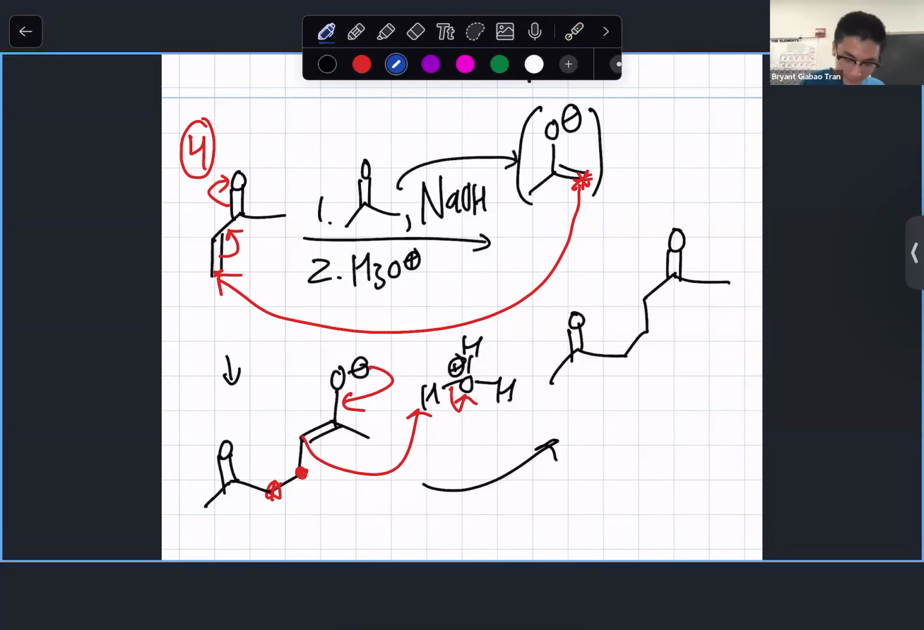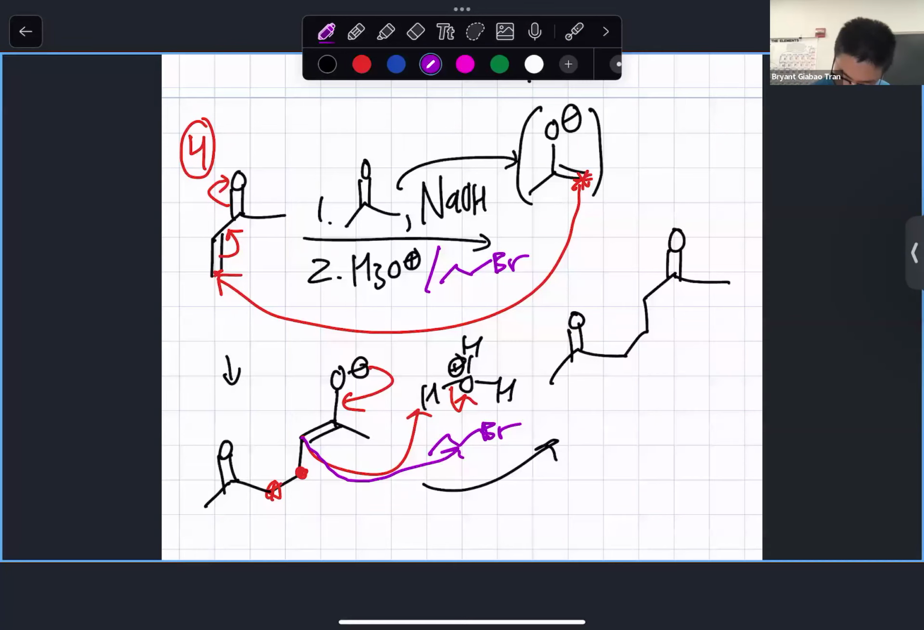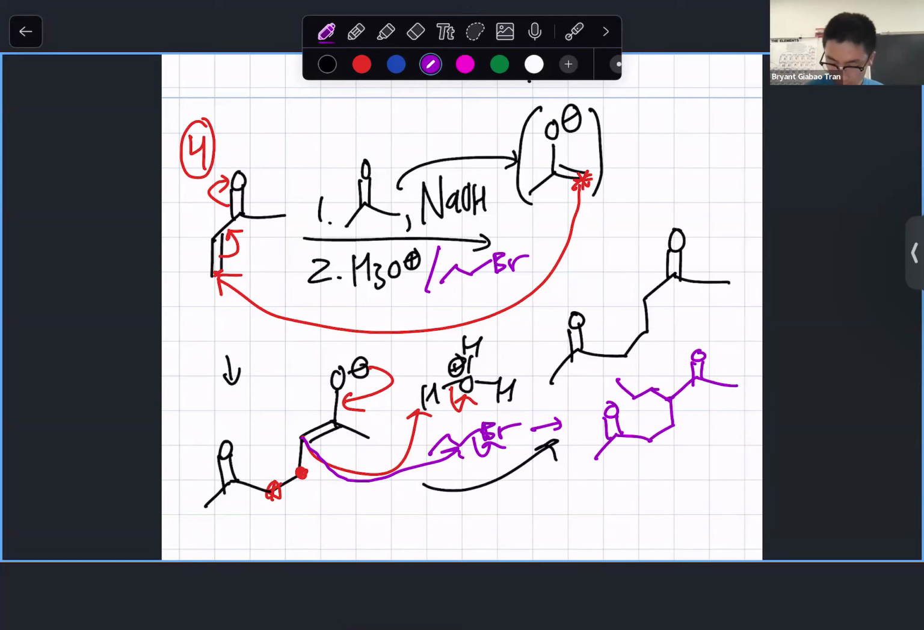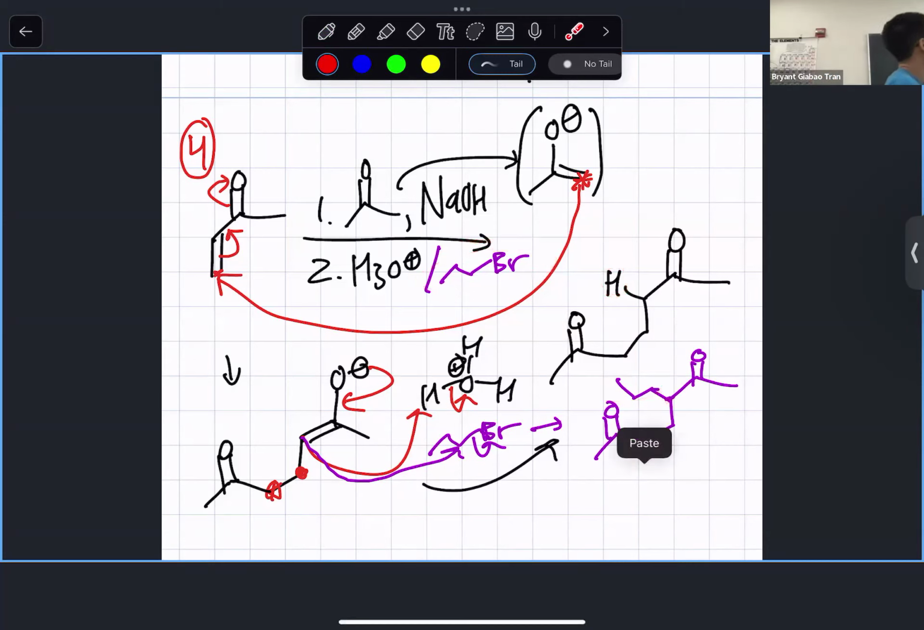So in the second step, if you had this haloalkane instead, then the alpha carbon would attack that carbon and kick out the leaving group to give you still a 1,5-dicarbonyl, but at the alpha carbon here, we now have that alkyl group right there. In the first reaction, we protonated it, which gave that alpha carbon a proton. In the purple one, we alkylated it, which gave that alpha carbon an alkyl group. So the enolate ion can serve as a base or a nucleophile. If it serves as a base, then it gets protonated. If it serves as a nucleophile, it could attack another electrophile.